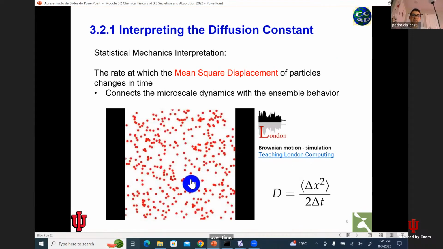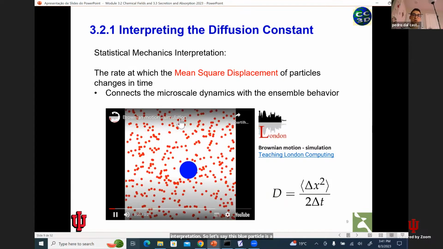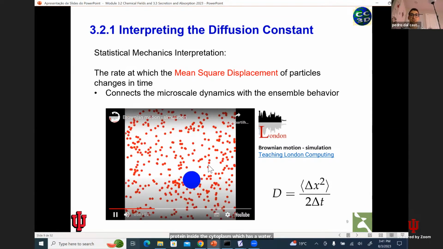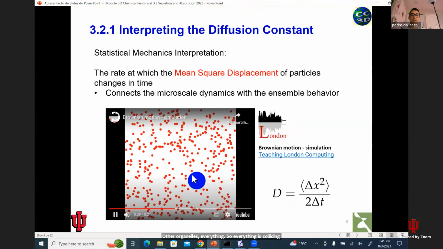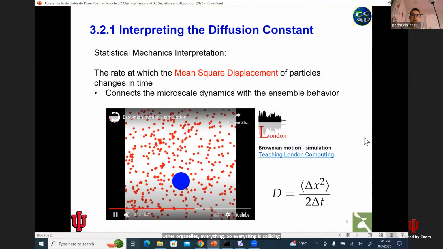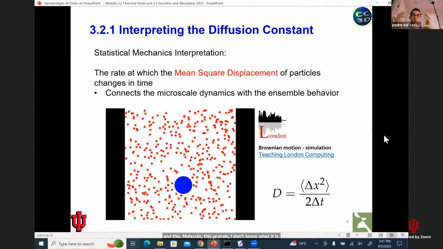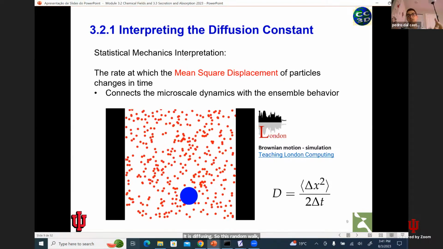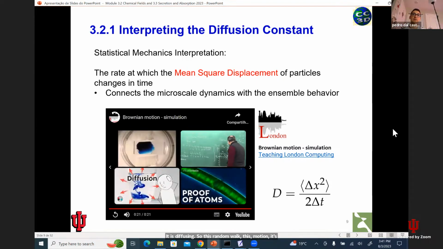And of course, there is the statistical mechanics interpretation. So let's say this blue particle is a protein inside the cytoplasm, which has water, other organelles, everything. So everything is colliding, and this molecule, this protein, I don't know what it is, is diffusing. So this random walk, this Langevin motion, makes this molecule travel. So if you have a bunch of these molecules, they will diffuse as a consequence of this microscopic phenomenon.